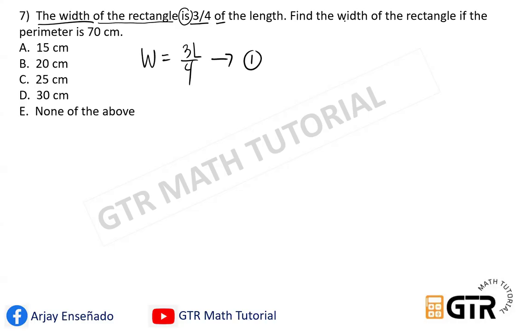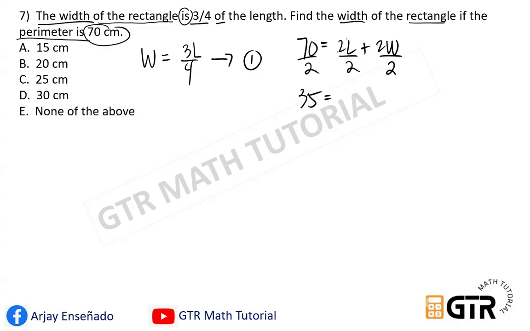And then we have the perimeter is 70 centimeters. The formula for perimeter of a rectangle is 2L plus 2W. So we substitute 70 for the perimeter. As you can see, all are divisible by 2, so let's simplify this first. We can divide all terms by 2. 70 divided by 2, we have 35 is equal to, cancel the 2, cancel the 2, L plus W. So this will be our equation number 2.